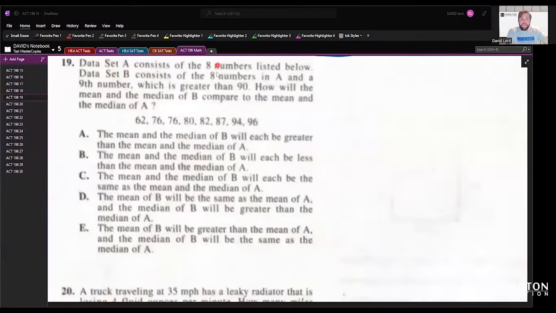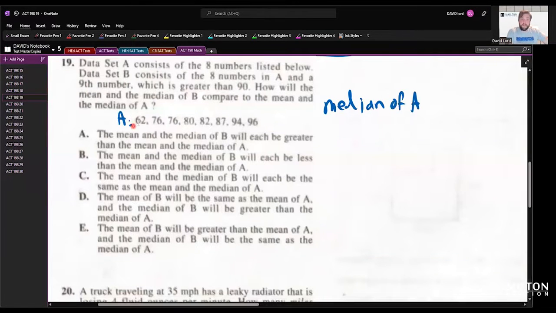Dataset A consists of 8 numbers listed below. So this is right, dataset A. Dataset B consists of the same 8 numbers in A and a ninth number which is greater than 90. So it could be 91, 92, 93, it could be a million. We don't know what number it is. How will the mean and median of B compare to the mean and median of A? Well, let's find the median of A first.